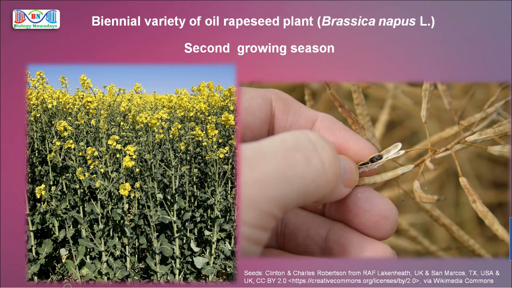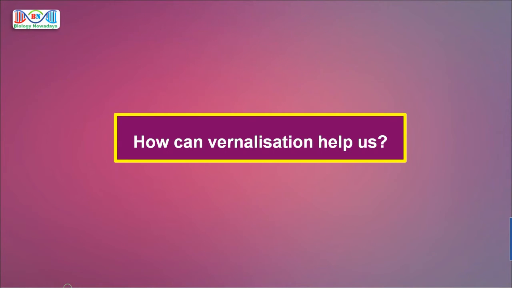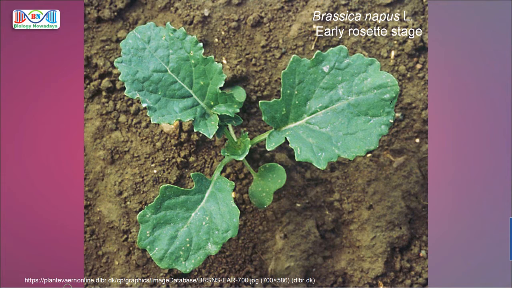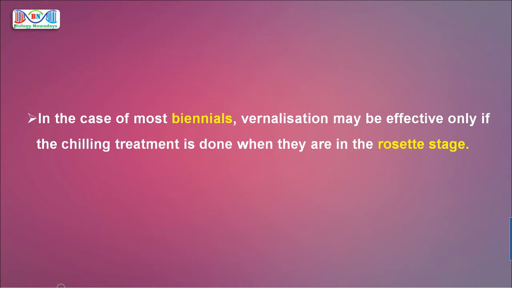So now the question is, how can vernalization help us here with the biennial variety? Suppose that I did a vernalization or chilling treatment of a young rapeseed plant when it was in the early rosette stage. You may be wondering why I didn't use the seeds for vernalization. Please note that, unlike annuals, in the case of most biennials, vernalization may be effective only if the chilling treatment is done when they are in the rosette stage.